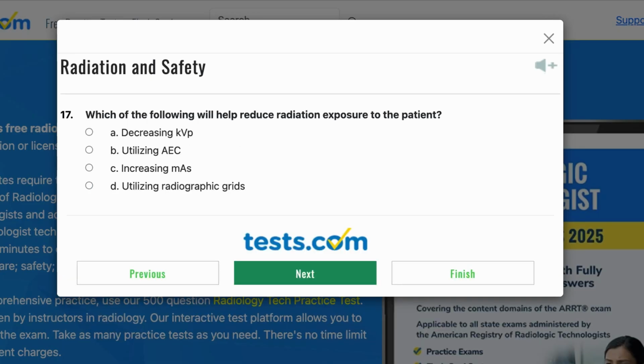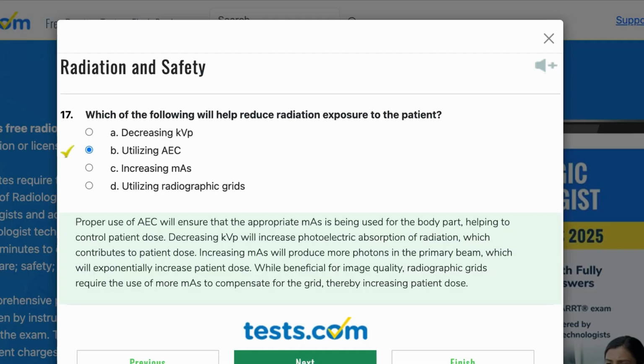Question 17. Which of the following will help reduce radiation exposure to the patient? A. Decreasing kVp, B. Utilizing AEC, C. Increasing mAs, D. Utilizing radiographic grids. B. Utilizing AEC. Proper use of AEC will ensure that the appropriate mAs is being used for the body part, helping to control patient dose.